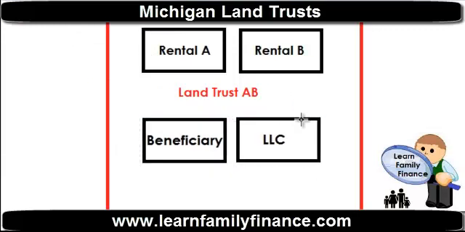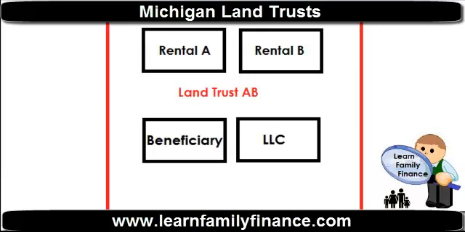An LLC can be taxed a number of different ways, right? A sole proprietorship, a partnership, an S corp, or a C corp, and they all have different tax returns. So what you could do with rental A and rental B is name the LLC as the beneficiary of this land trust and have it cover both.